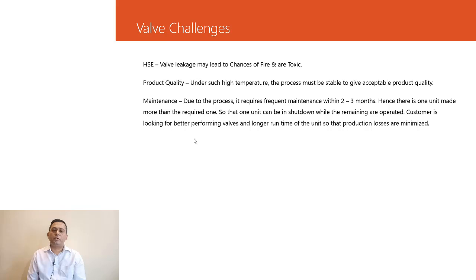Third, maintenance. Due to this process, it requires frequent maintenance within 2 to 3 months. Hence, there is always one unit then required, so that when two are operating, the one is under maintenance. Customer is actually looking for longer runtime of the unit itself, so by reducing the production losses.